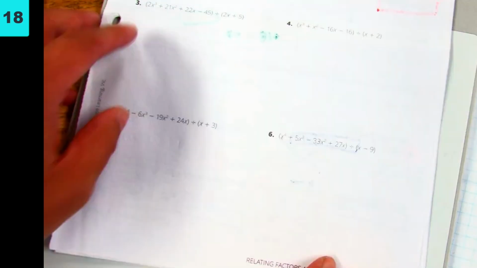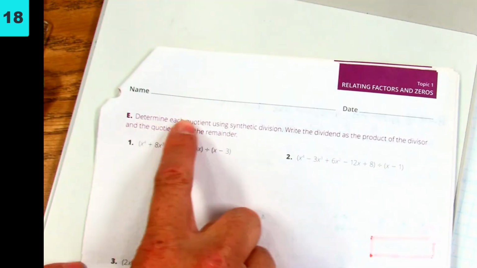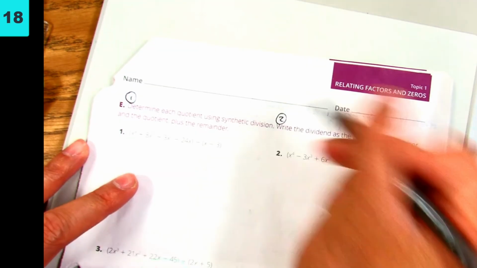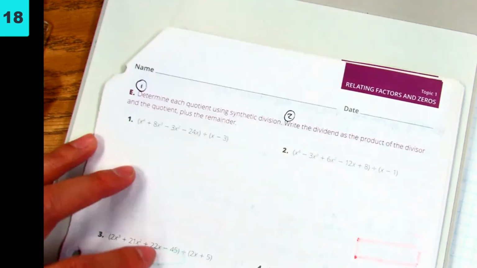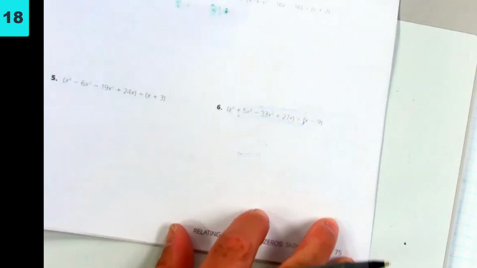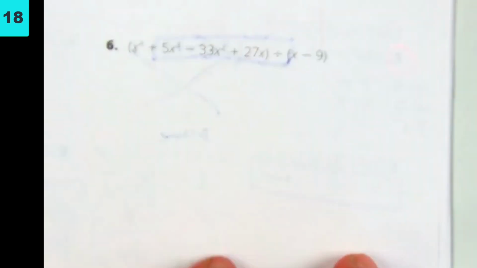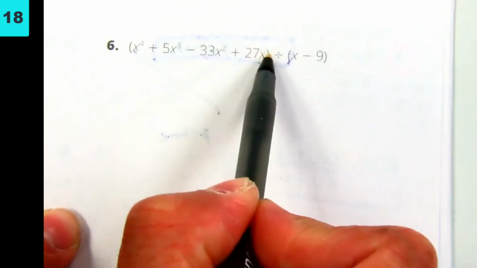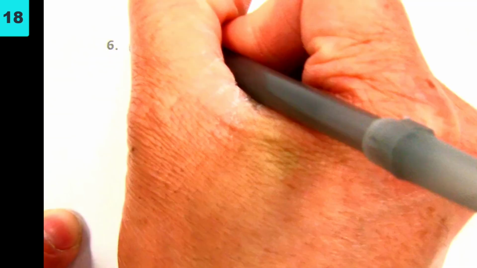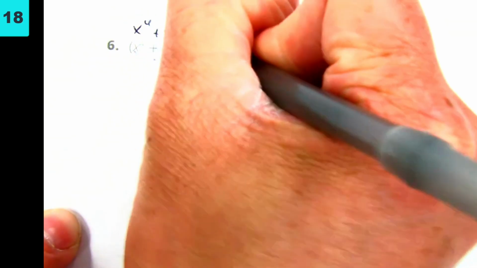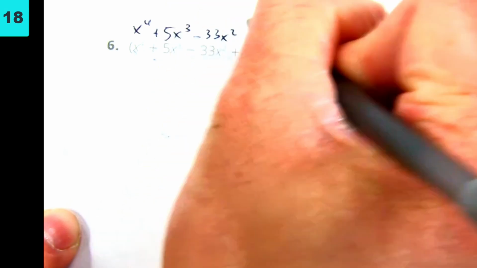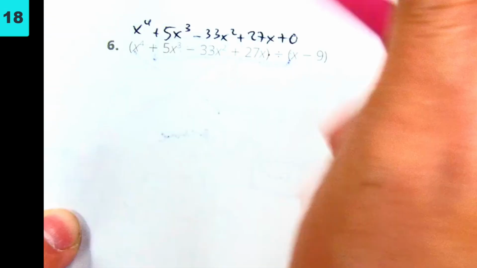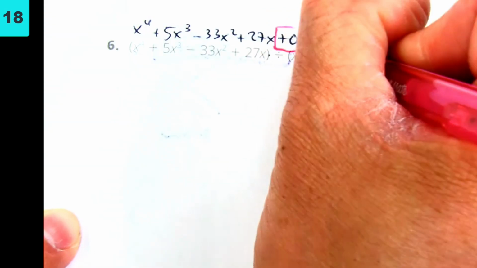I asked you guys to read the directions, determine each quotient using synthetic division. So we're going to do synthetic division. And then number 2, we're going to write that product statement. For question number 6, I asked you to put your finger on the placeholder. Put your finger there. Class, what number is it missing? It's missing a 0, or a constant. That's what's missing. So the plus 0 here is my placeholder. That's the gap. That's what was missing.